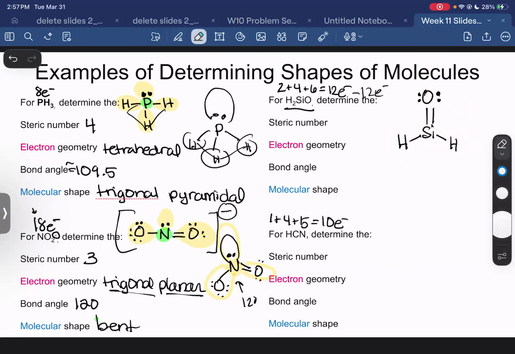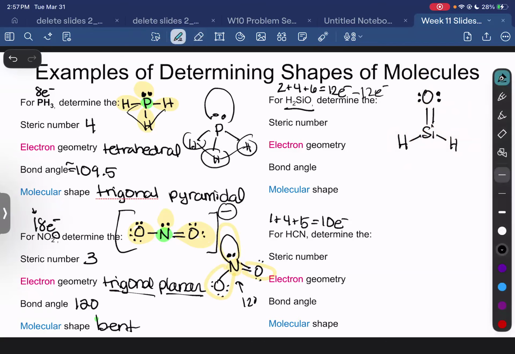And now I'm going to figure out the steric number. So the first thing I like to do is highlight the central atom that I'm looking at. I'm looking at Si. And I have this steric area taking up space, this steric area taking up space, and that steric area taking up space. So my steric number is 3.